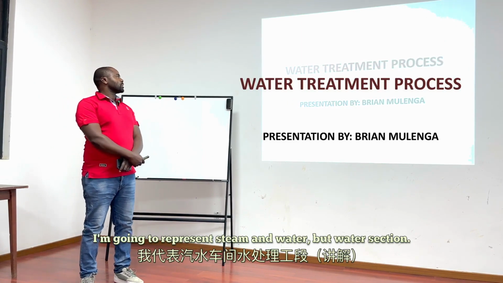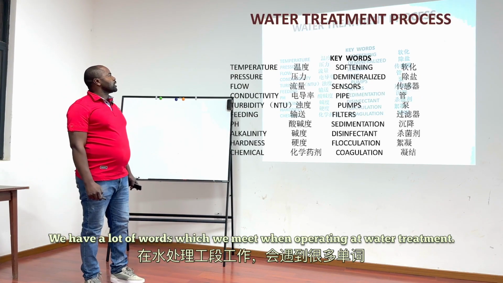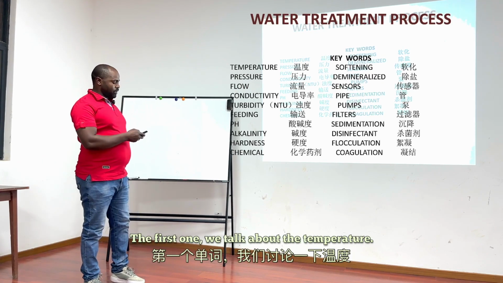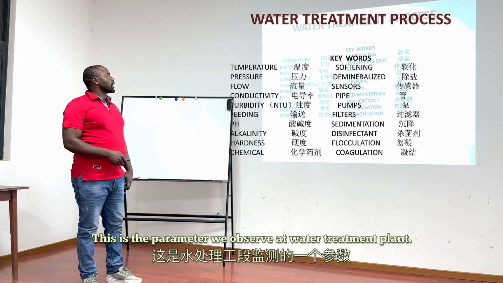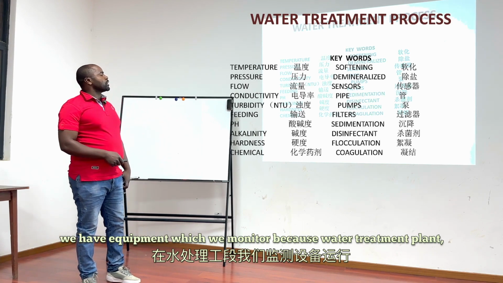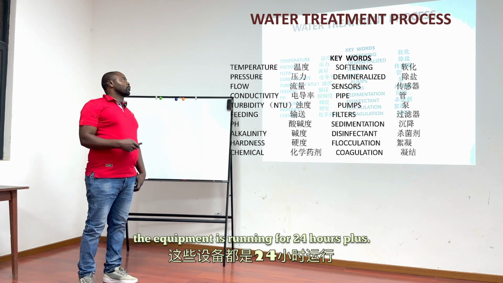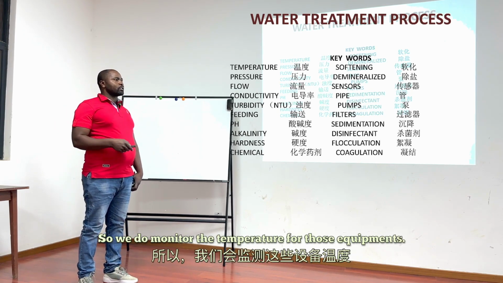I'm going to represent steam and water, but the water section. We have a lot of words which we meet when operating at water treatment. The first one, we talk about the temperature. This is the parameter we observe at water treatment plant. We have equipment which we monitor because at a water treatment plant the equipment is running for 24 hours plus. So we do monitor the temperature for those equipments.